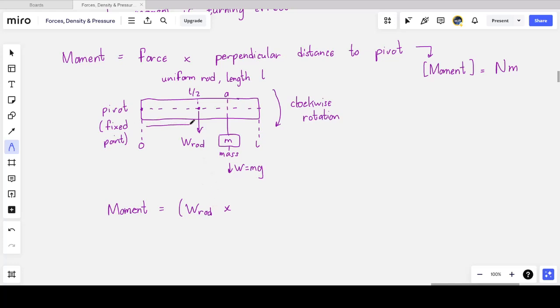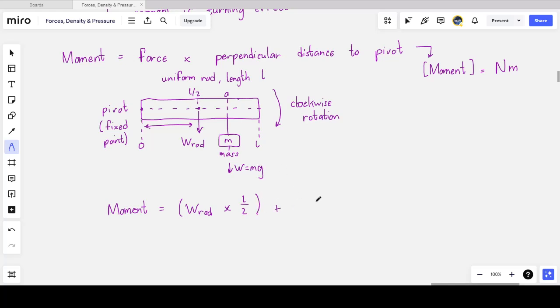Well, that's that distance from 0 to L over 2 because the weight acts at x is equal to L over 2. Why am I saying perpendicular distance? Because the distance is along the length of the rod and the force is perpendicular, it's downwards. So there's a 90-degree angle between the two.